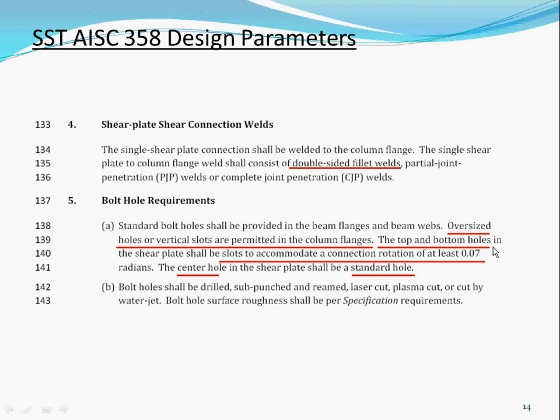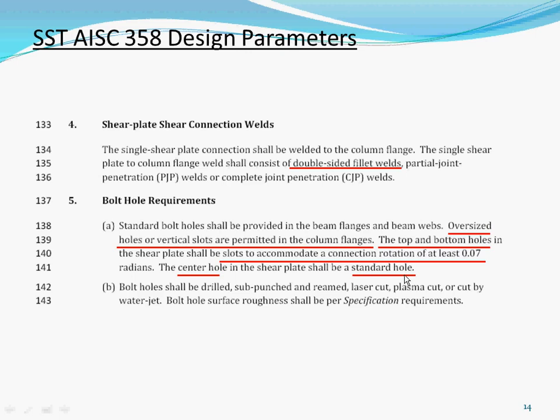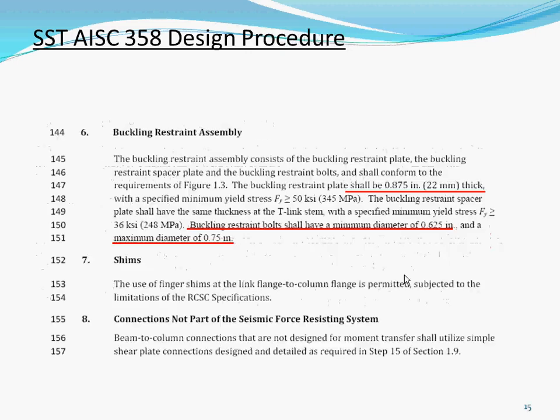So the top and bottom holes in the shear plate again should be slotted. The top and bottom of the shear plate have slotted holes that need to accommodate 0.07 radians. The center hole again is a standard hole. We show that on the beginning picture, but this is where it is in the section. Again, this is quick. Buckling restraint plate shall be 0.875 inch thick. No other thickness, we just call 0.875 thickness.